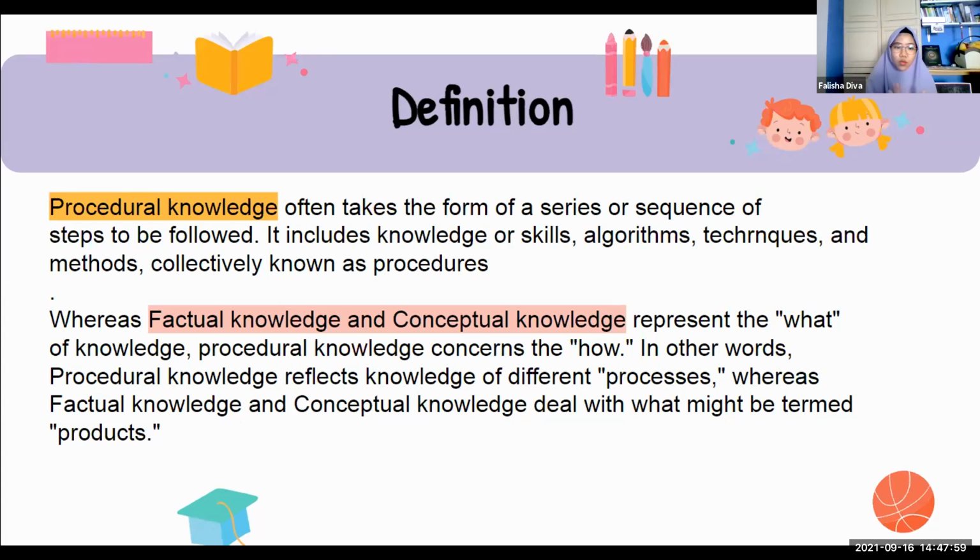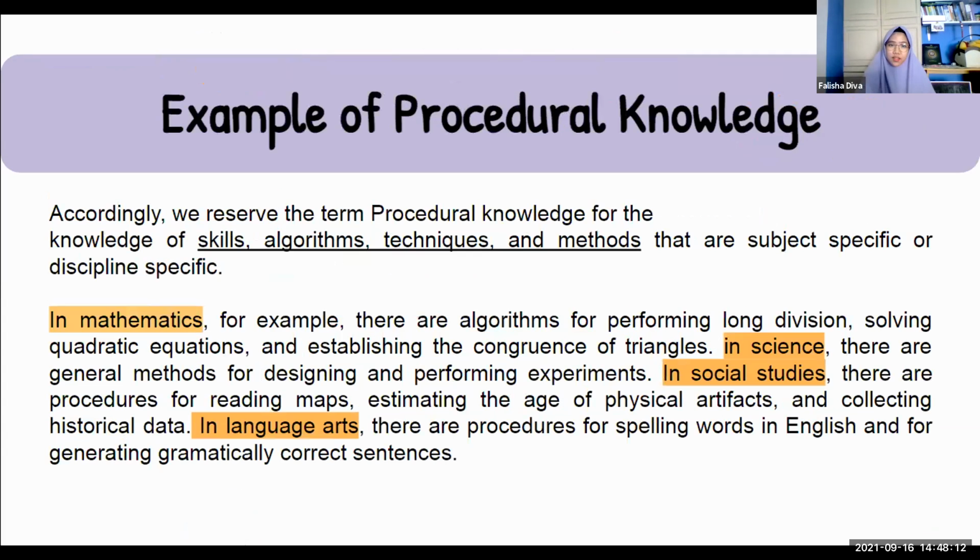In other words, procedural knowledge reflects knowledge of different processes, whereas factual knowledge and conceptual knowledge deal with what might be termed products. Accordingly, we reserve the term procedural knowledge for the knowledge of skills, algorithms, techniques, and methods that are subject-specific or discipline-specific. For example, in mathematics, there are algorithms for performing long division, solving quadratic equations, and establishing the congruence of triangles.